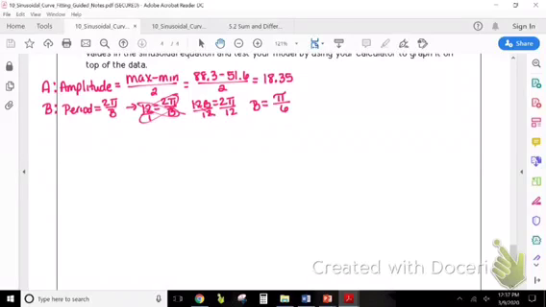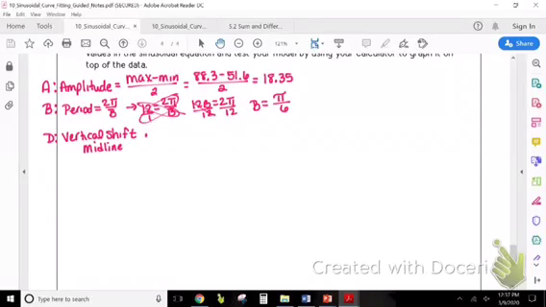We'll come back to C. You want to leave it to the end. So let's find D. What is D? It's the vertical shift. What else is it? What else is located at that point? The midline. That's also the midline.